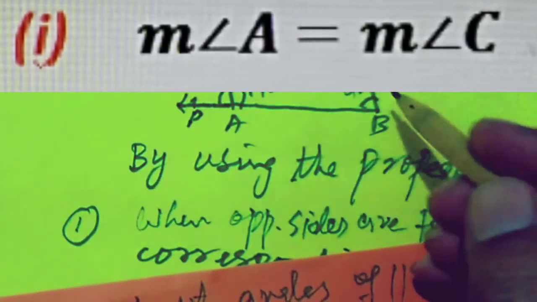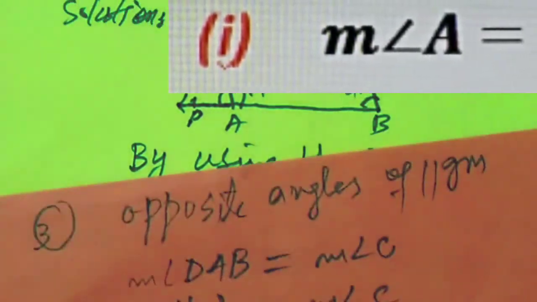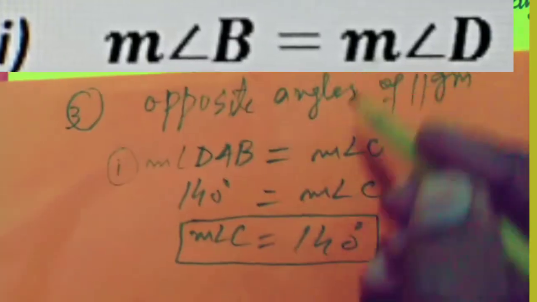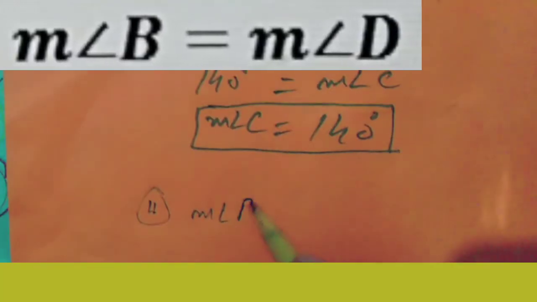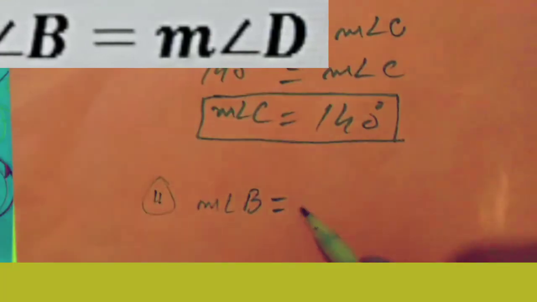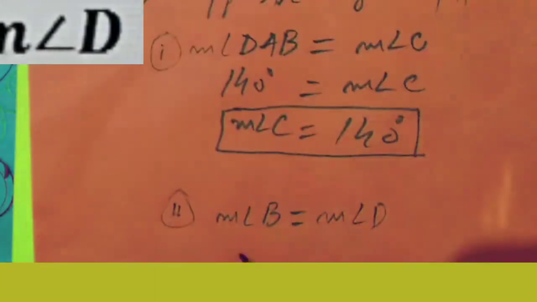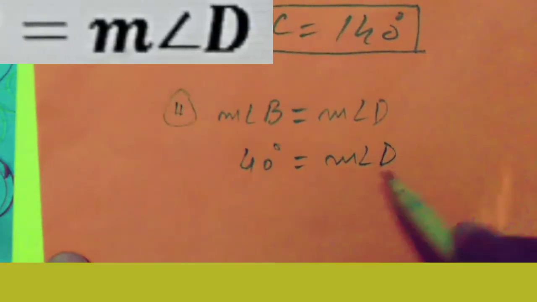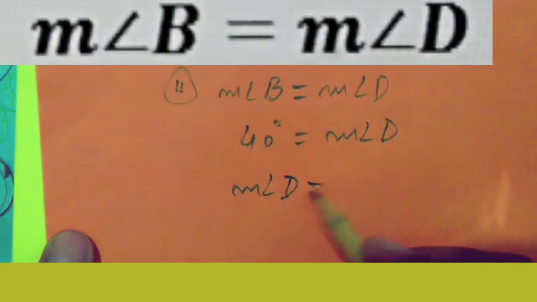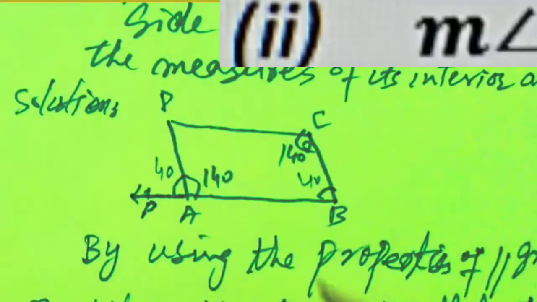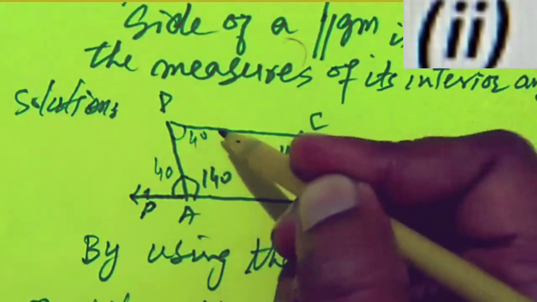After that, the opposite angle of B is angle D. Measure angle B is equal to measure angle D. The measure angle B is 40 degree. Then the measure angle D will become 40 degree, which is the required result.